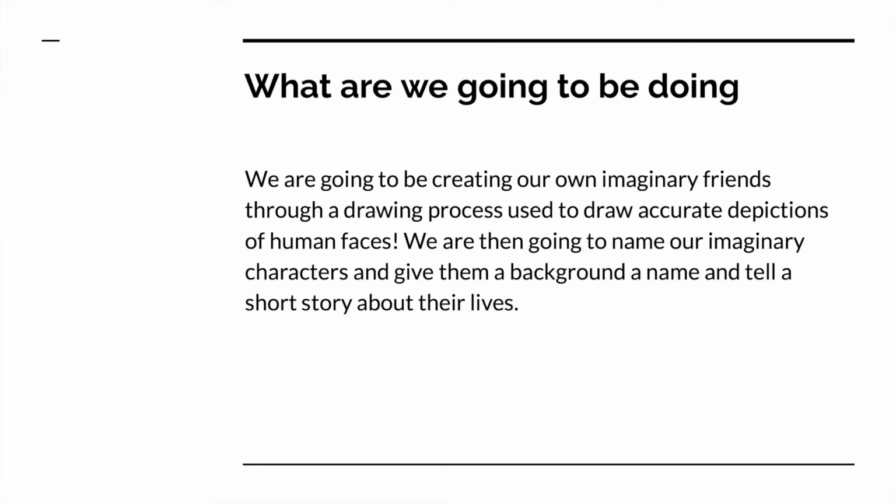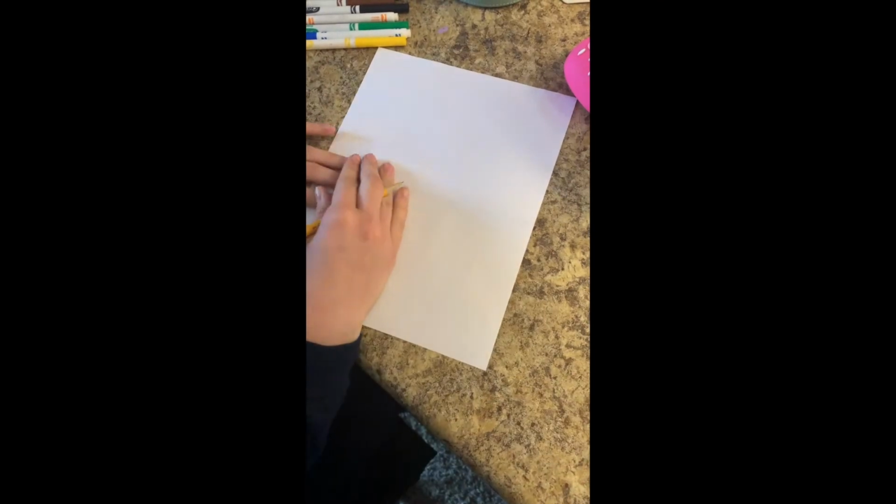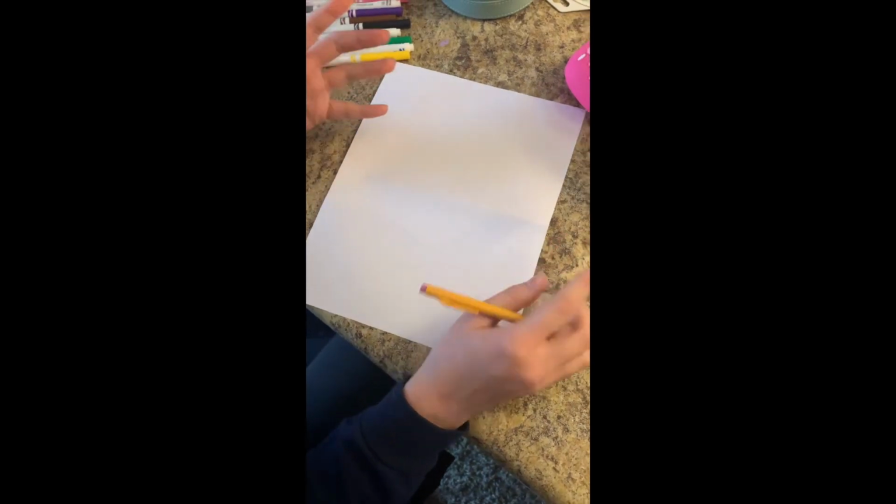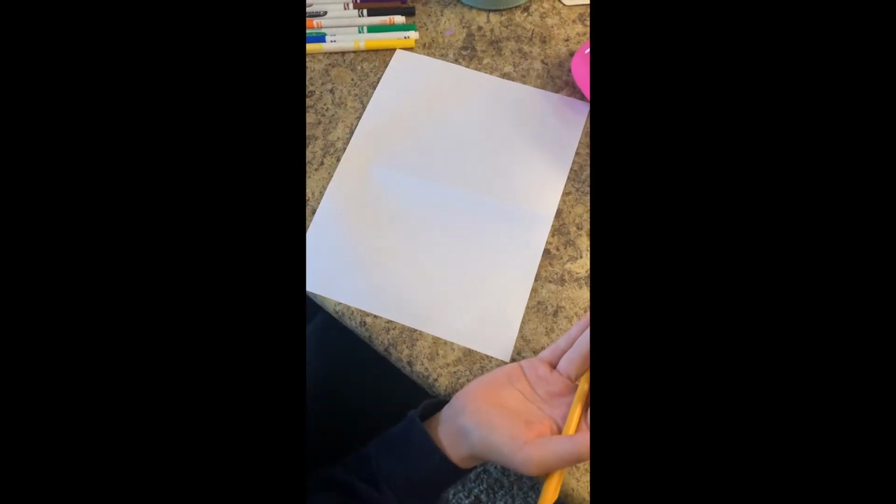So what are we going to be doing? We are going to be creating our own imaginary friends through a drawing process used to draw accurate depictions of human faces. We are then going to name our imaginary characters and give them a background, a name, and tell a short story about their lives. So today we're going to be learning how to draw human faces as anatomically as possible while still making it accessible for us to do in our classroom.